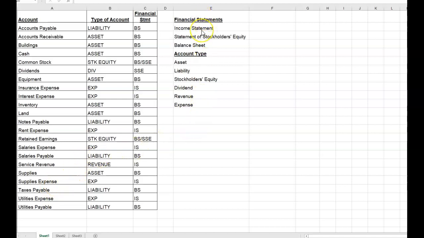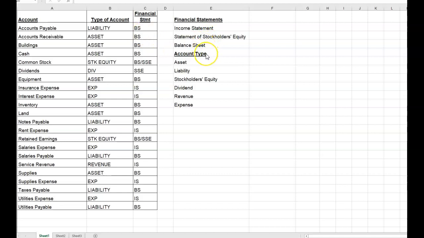It belongs on a financial statement, and there are three main financial statements: an income statement, a statement of stockholders' equity, and a balance sheet. And then each account has a type. The type of account determines which financial statement it goes on. So I want to go through these with you. Accounts payable is a liability type of account. All liabilities go on the balance sheet.